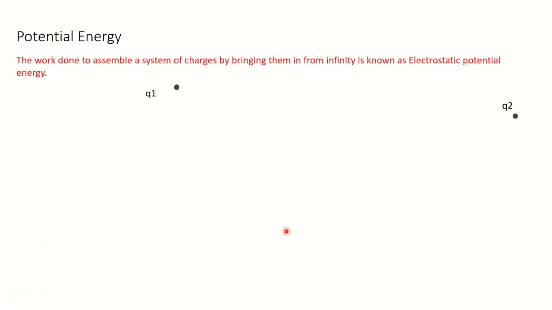So finally, now we are going to discuss potential energy. Earlier we have completed everything about the various potentials we can obtain from different cases. Now finally we are landing on potential energy. So let's see, what is potential energy? The work done to assemble a system of charges by bringing them from infinity is known as electrostatic potential energy.